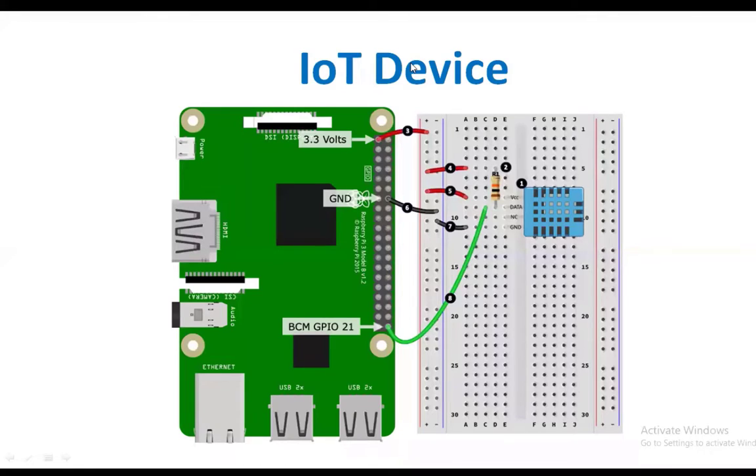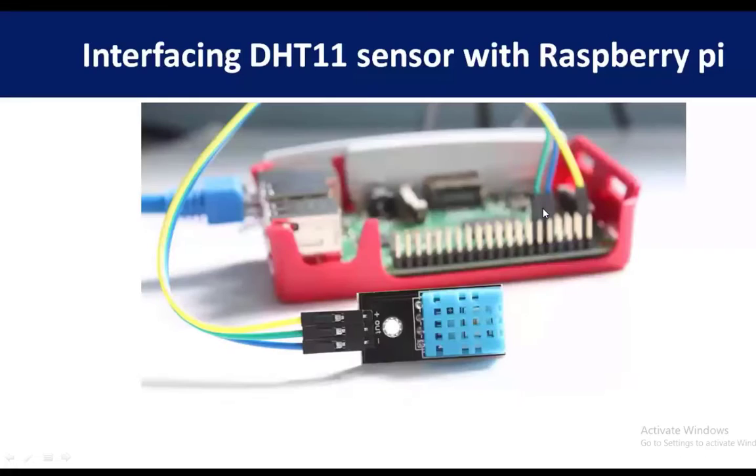I have interfaced Raspberry Pi with the DHT11 sensor. There are 3 pins here: VCC, data pin, and ground pin. VCC I have connected to 3.3 volts, data is connected to GPIO 21 pin, and ground is connected to ground. Then I'll be writing a program inside this Raspberry Pi, and we can run it to read the data. That is the next step.